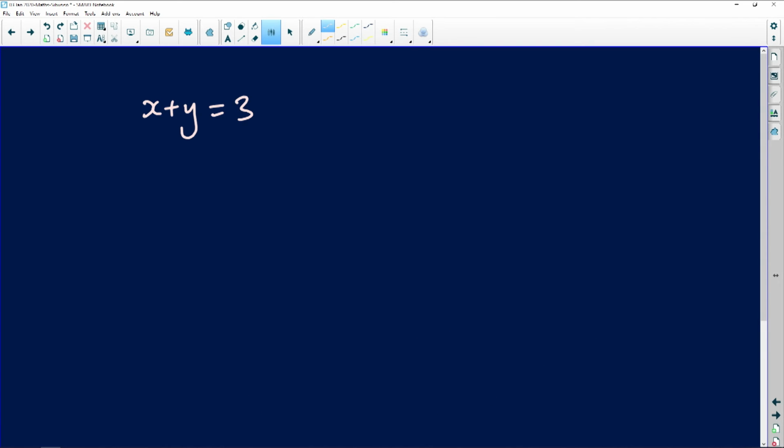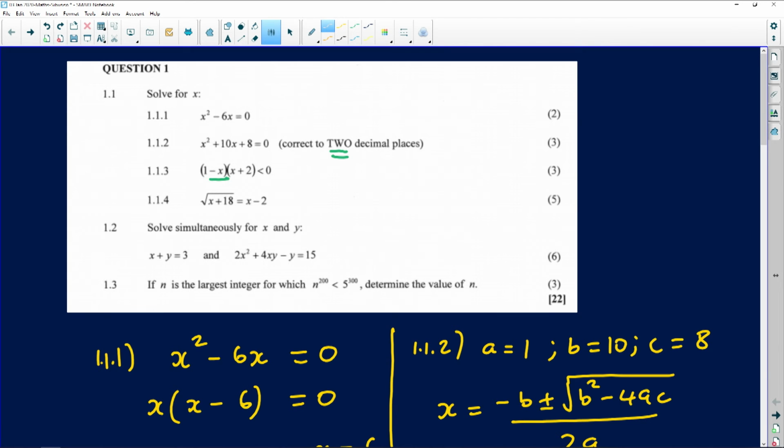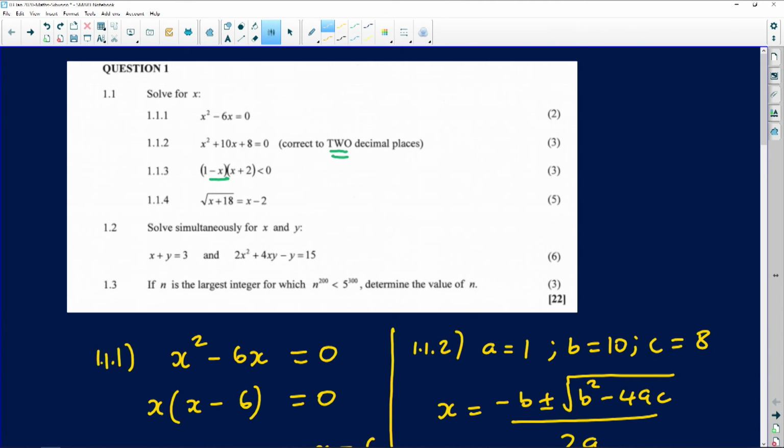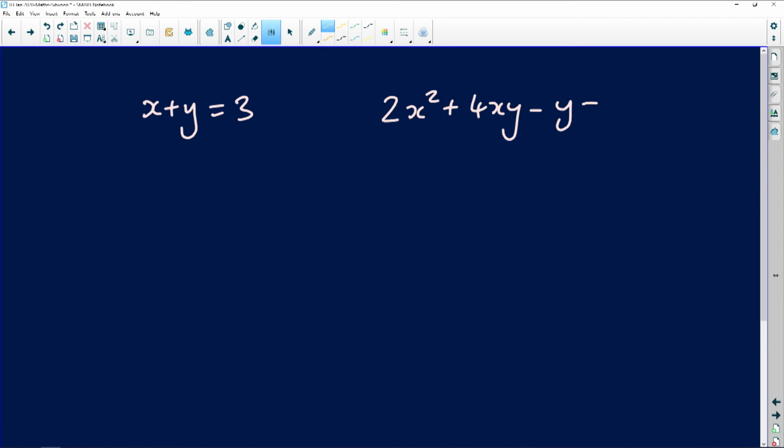All right, and then the second equation says to us 2x squared plus 4xy, all right. Make sure you copy the questions when you're dealing with these things, because you might make mistakes if you're not copying the question correctly. Minus y equals 15. Okay, 4xy minus y equals 15. So two equations as usual, equation 1 and equation 2. We want you to find the value of x and y simultaneously.